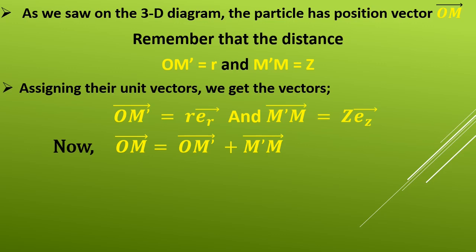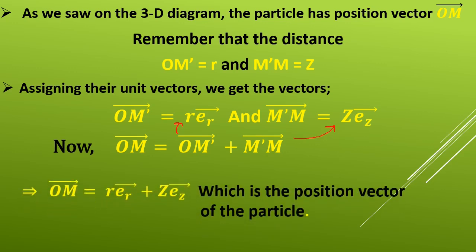So we are going to replace OM prime with r e_r and M prime M with z e_z. It therefore implies that we obtain OM vector to be equal to r e_r plus z e_z, which is the position vector of the particle.